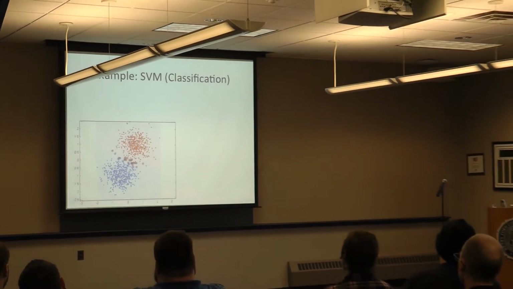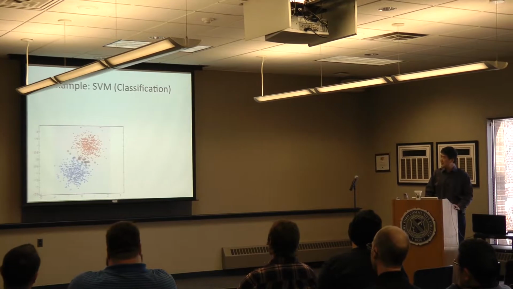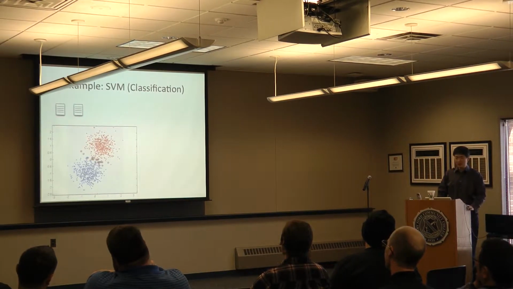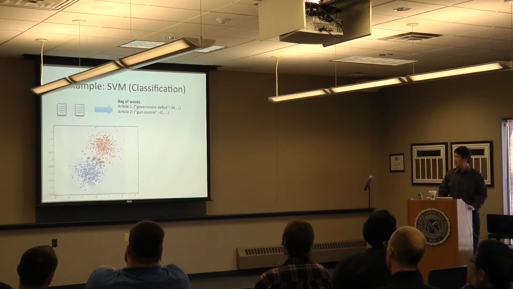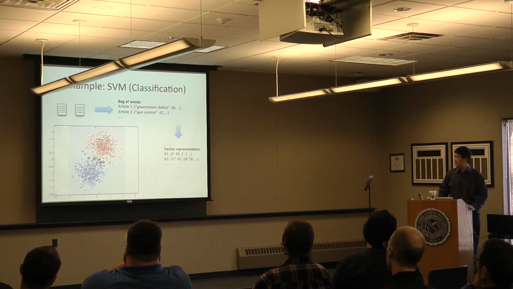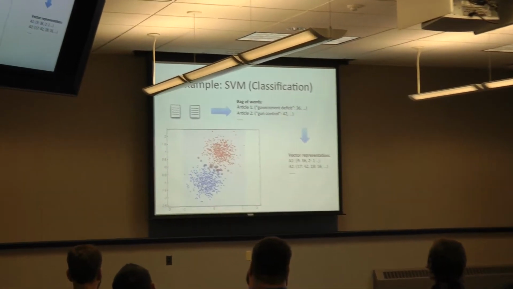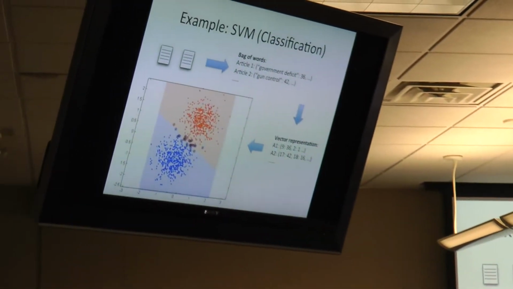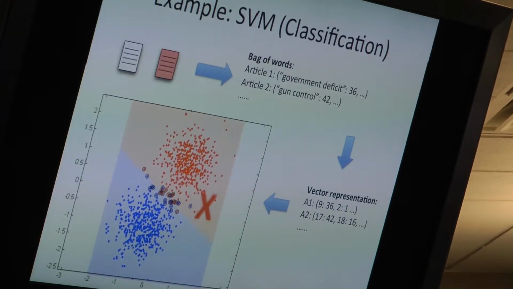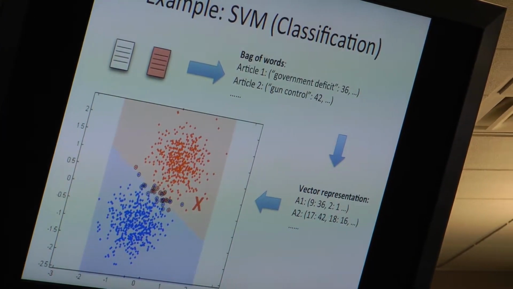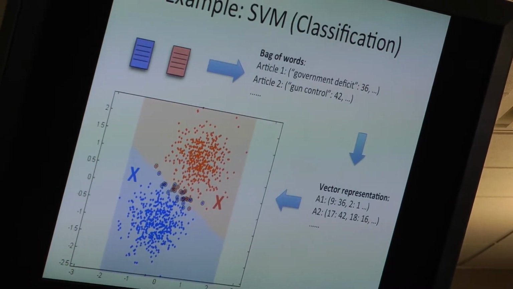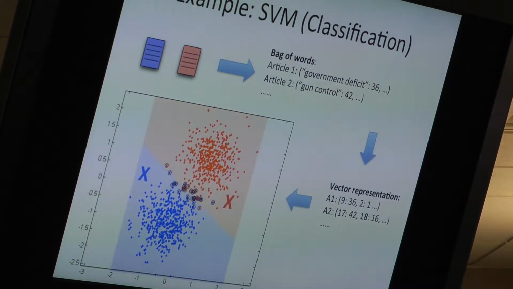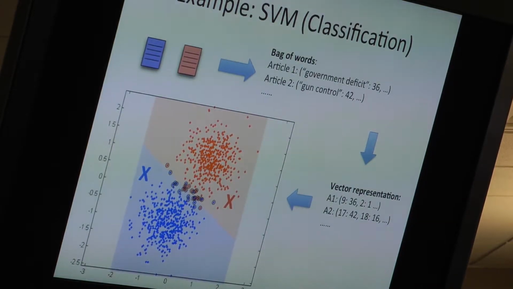So the process of classification would be like this. You have some articles that you don't know their political leaning. And then you do the same thing about making them into a bag of words and making them into vectors, and then plot them on this diagram. So if this article falls on the upper part, it's going to be classified as red. And if it falls in the lower part, it's going to be classified as blue. That's basically how the SVM algorithm works.